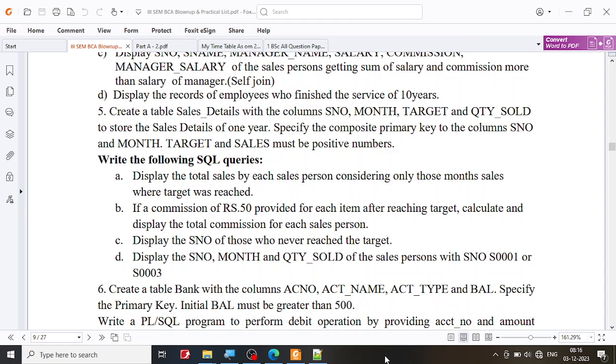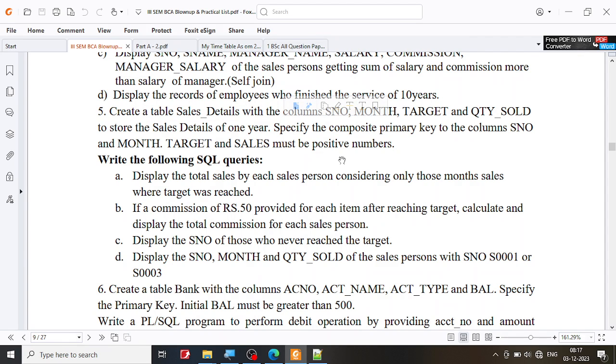Let us try to solve problem number 5 in part A of the DBMS lab. The problem is as follows. We are supposed to create a table called sales details containing the following fields: the serial number, month, target, and quantity sold, with a few conditions. Let's try to look at this table first.